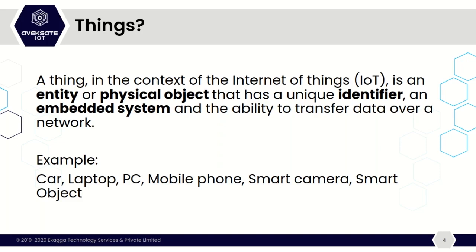Some examples you can refer to: a car could be your smart vehicle, which can be a thing that emits a lot of data about itself, for example the speed of the car, the RPM, the clutch, the fuel consumption, the fuel level, and so on. Similarly, we are all familiar with laptops, PCs, mobile phones, smart cameras, and so on. All of these are smart, and all of these are things which are making the Internet of Things a reality. We will look into what that means in detail.